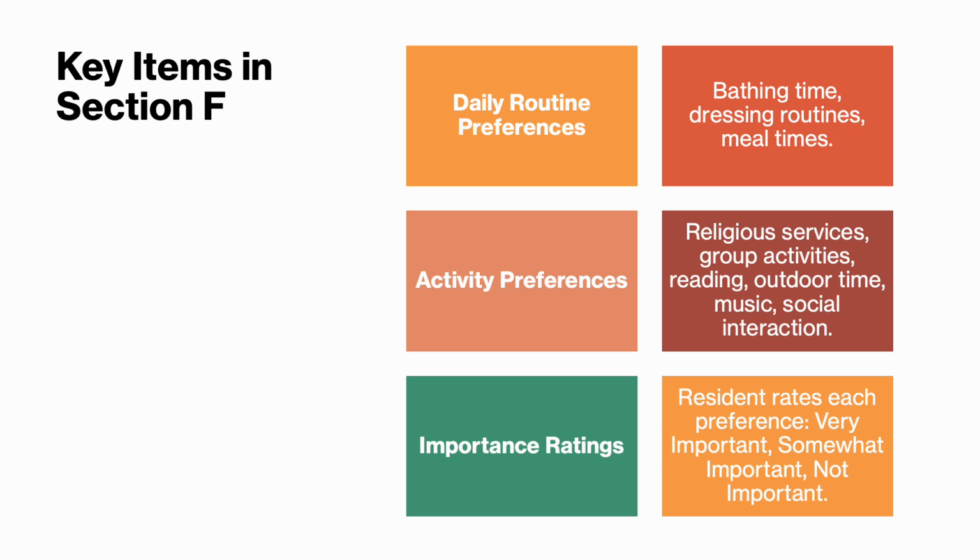If so, what activities? Can you help them get to them? Reading, spending time outdoors, music, and social interaction. If they identify these things as very important, then that is definitely critical for it to be in their care plan and for those things to happen while they are there.